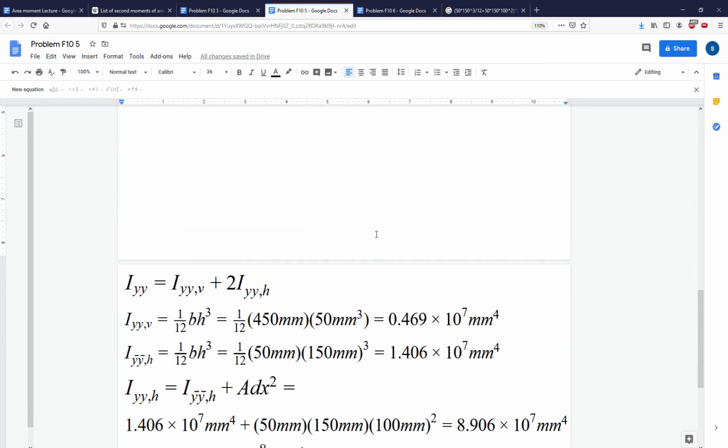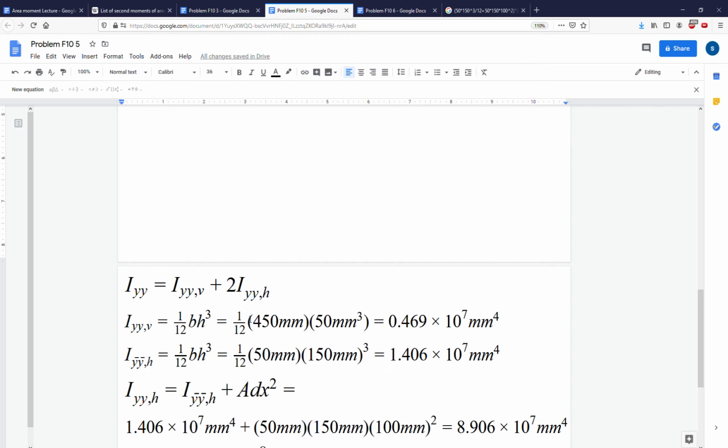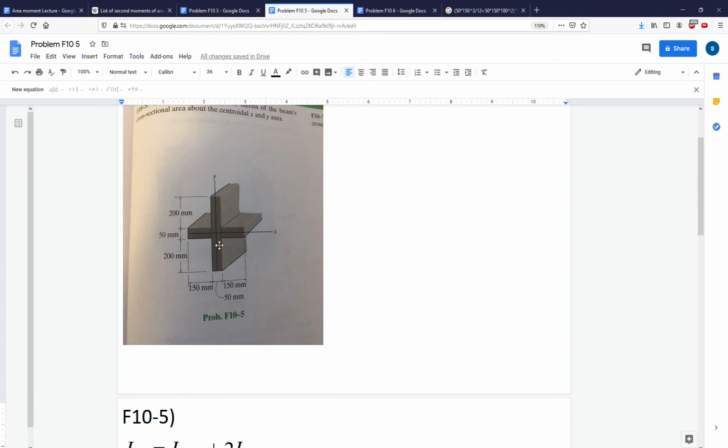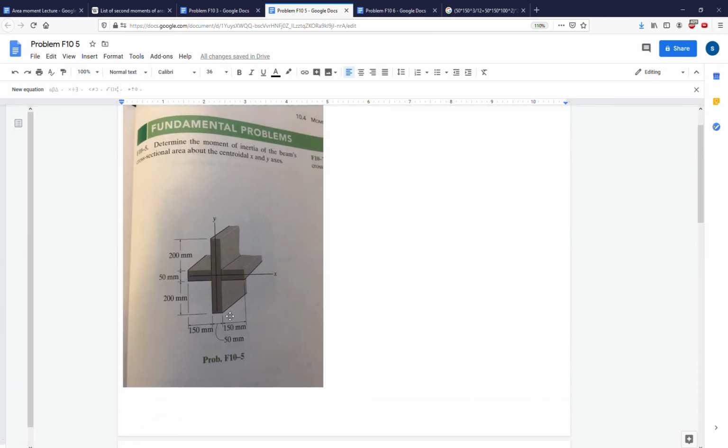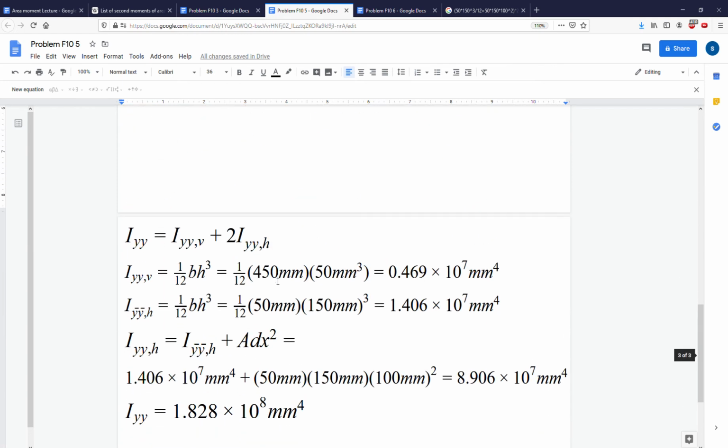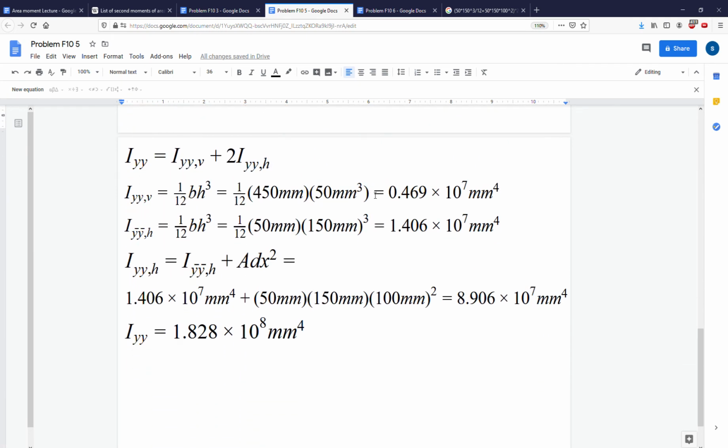Now for the vertical piece, I can still use the 1/12 bh cubed. It is still a rectangle, we're still going through the centroid of the rectangle, we just have to switch what is base and what is height. In this case, base is the length along the y-axis, so base is the 450 millimeters, and height is the length along the x-axis now, that 50 millimeters, to get a total of 0.469 times 10 to the 7th millimeters to the 4th power.